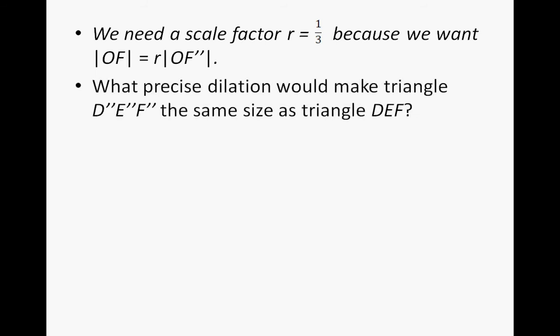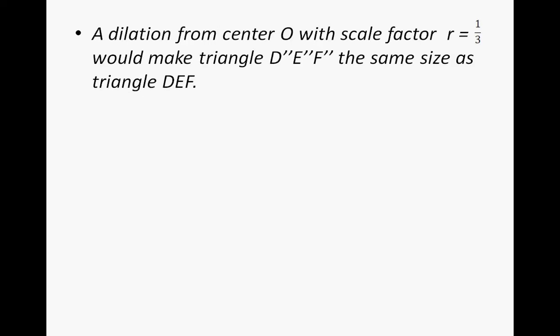So what precise dilation would make triangle D double prime, E double prime, F double prime the same size as triangle DEF? Well, that would be, again, a dilation from a center of O with a scale factor of r equals 1/3, which would make the double prime triangle the same size as the original triangle DEF.